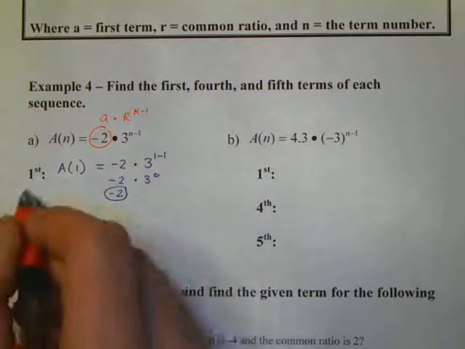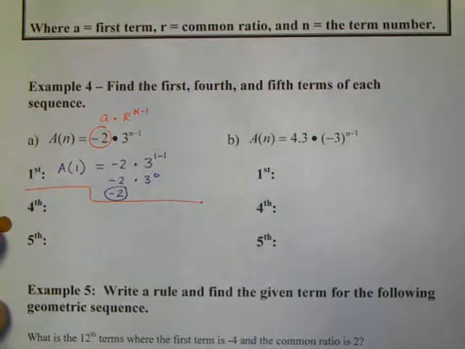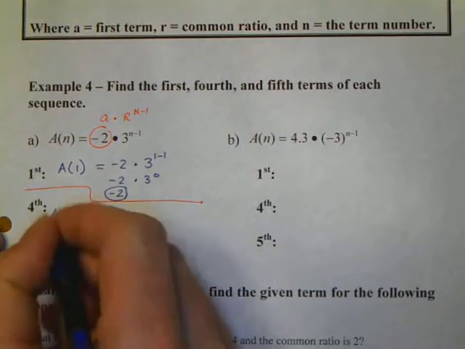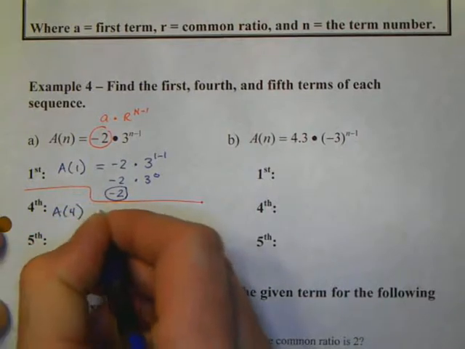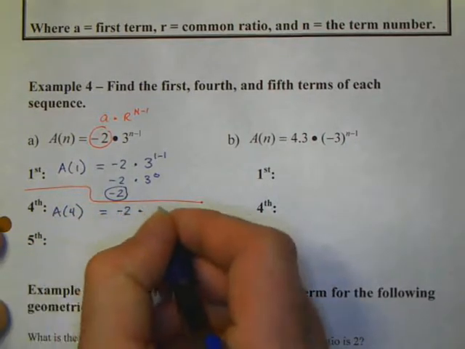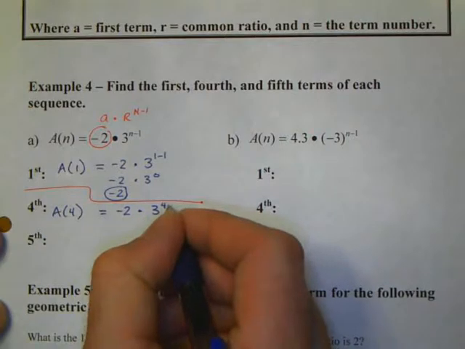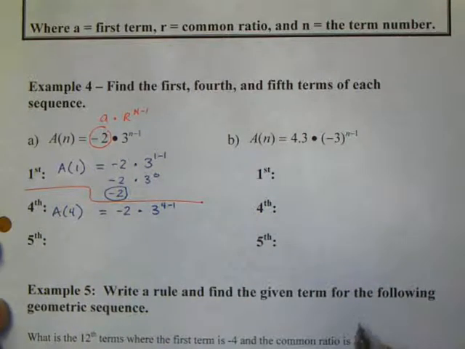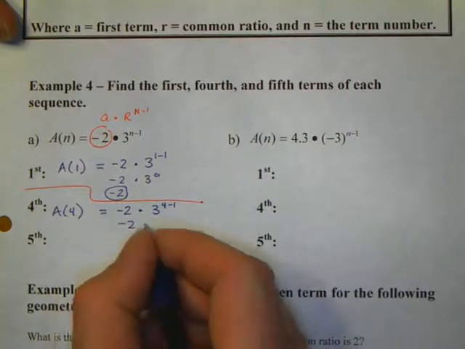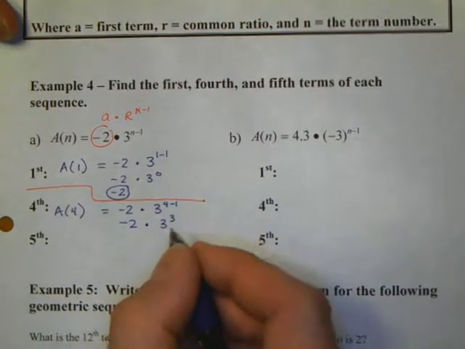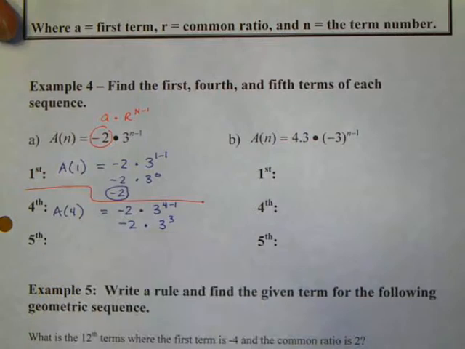Now, hopefully you might have seen that there was a shortcut in doing this. By recognizing the formula a times r to the n minus 1, you might have realized that a is the first term, and so the negative 2 is very quickly the first term. So that's just a little shortcut that we might be able to use.